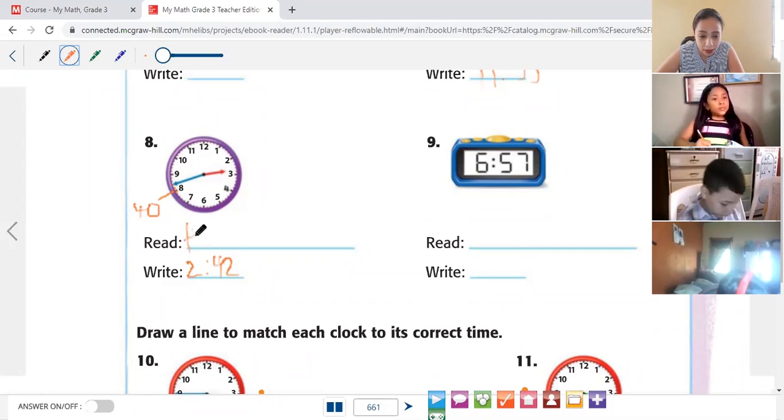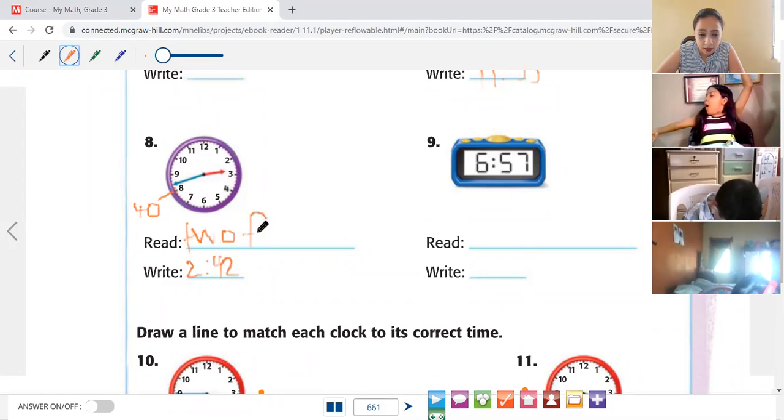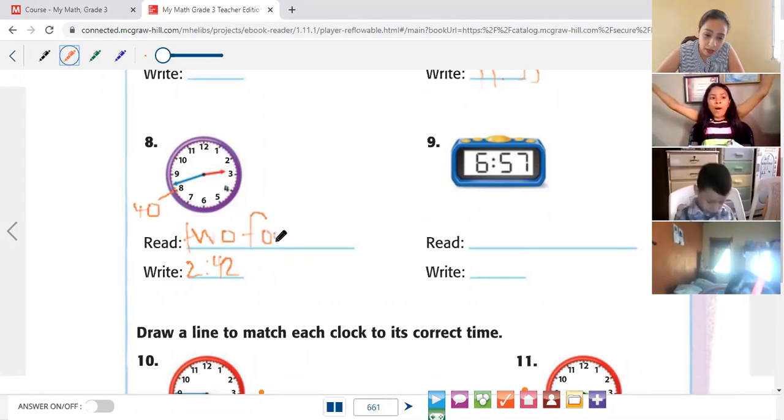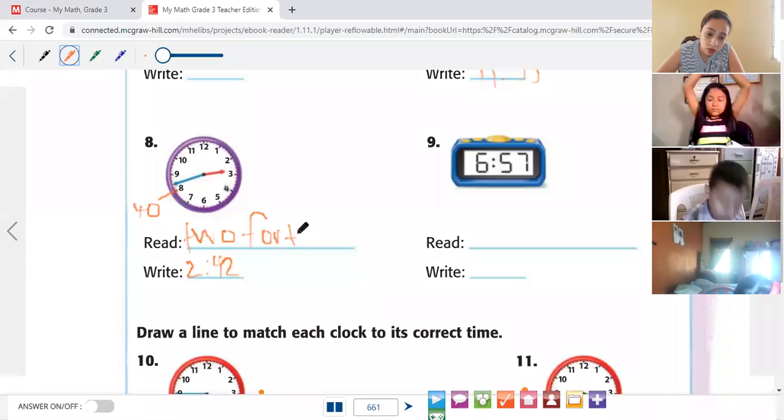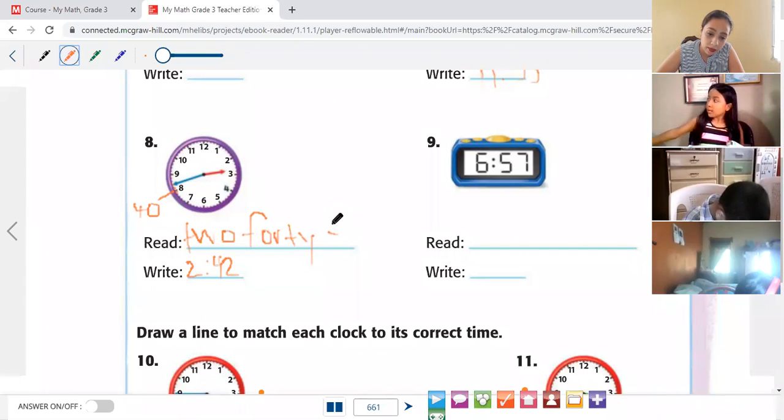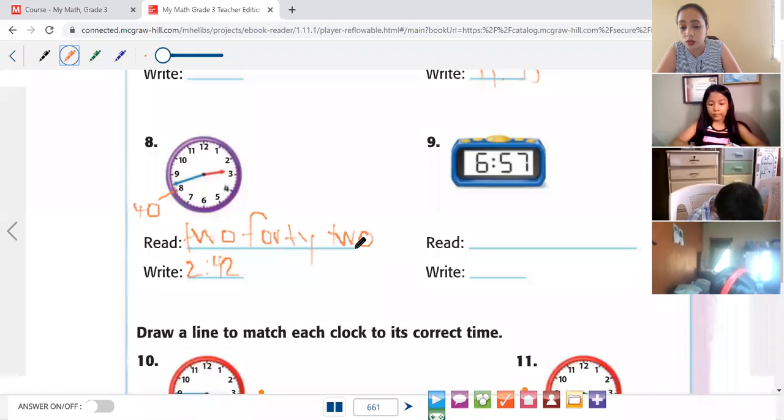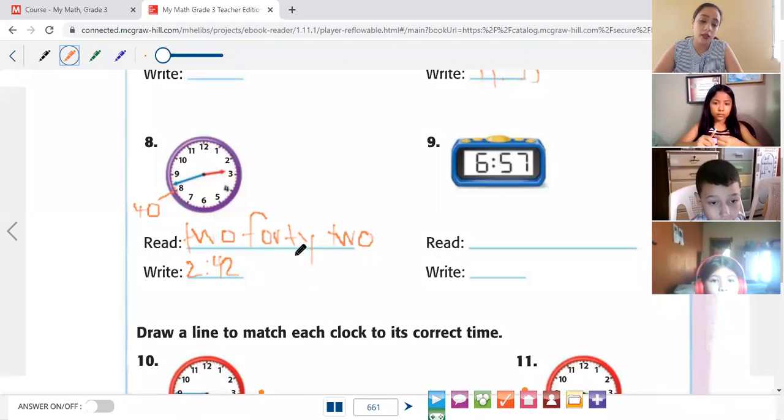I'm gonna do my best. It's 2:42. So you write it in words. Okay, it's 2:42. Okay. It's 2:42. And then you need to write it in numbers.